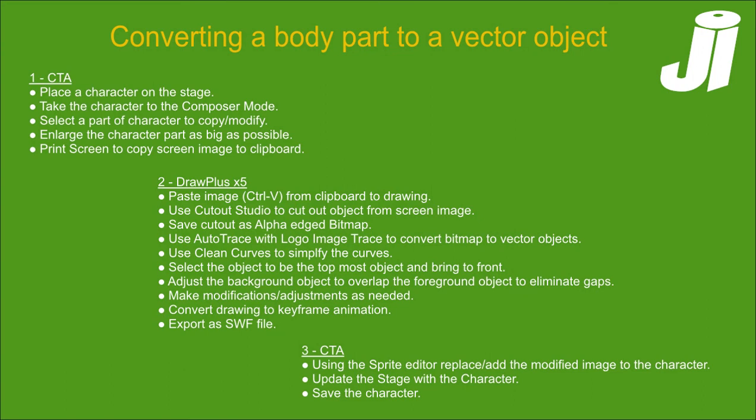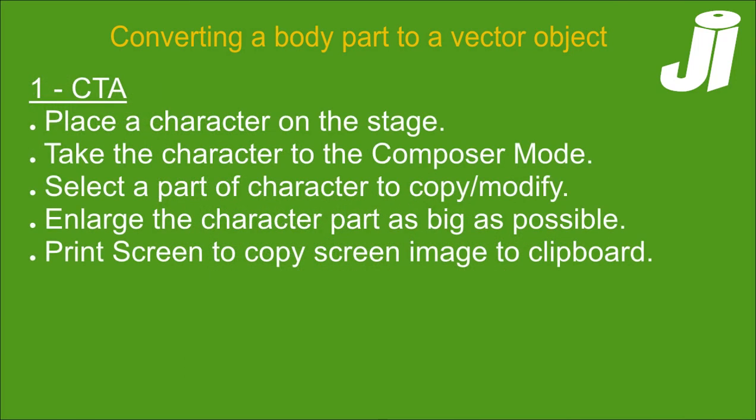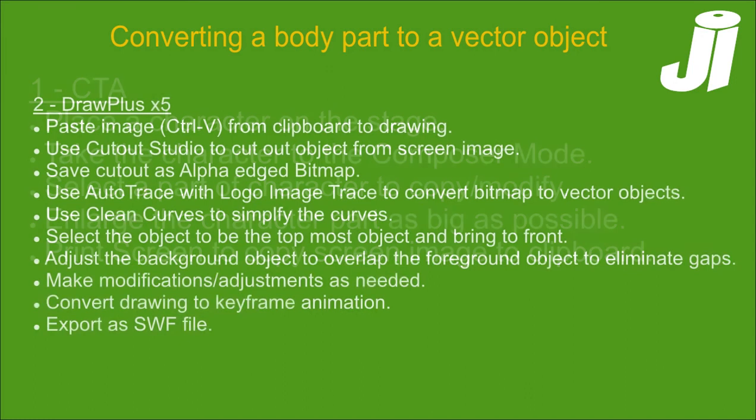To recap, converting a body part to a vector object. In Crazy Talk Animator, place your character onto the stage, then take the character into the composer mode. Select the part of the character you're going to copy or modify. Then enlarge that part as large as possible to fill the screen. Press the print screen button to copy that screen image to your clipboard.